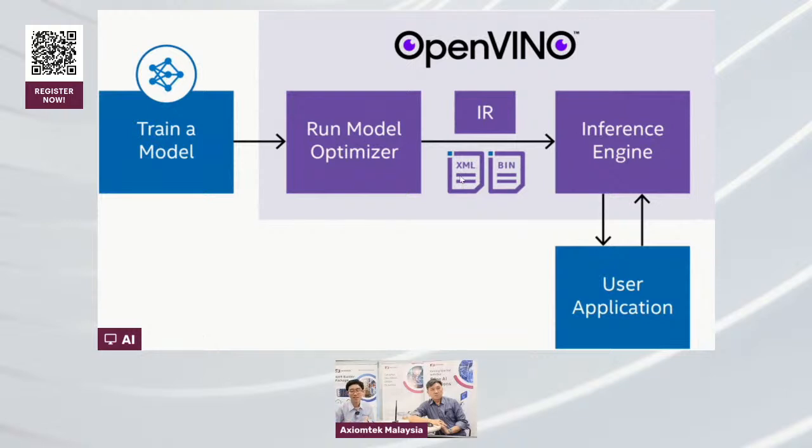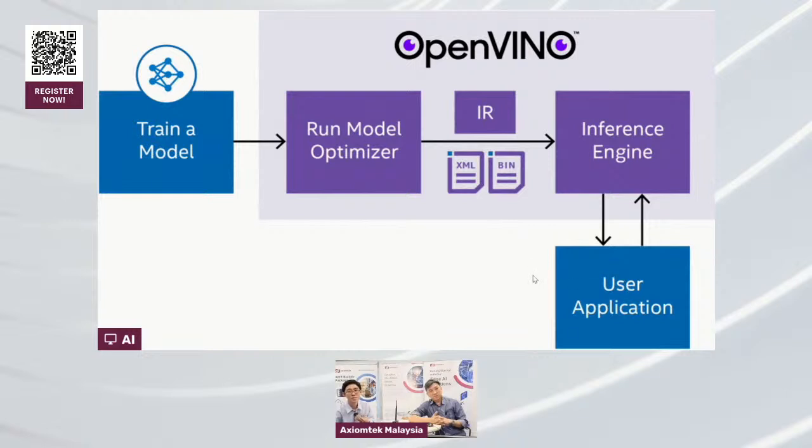And your user application, this one is your own application. You will feed your input image or any other input into the inference engine, and then the inference engine will run the inference based on this XML file and the bin file, and then it will generate the output, maybe in a bounding box or some text or some sound, and go back to your application.